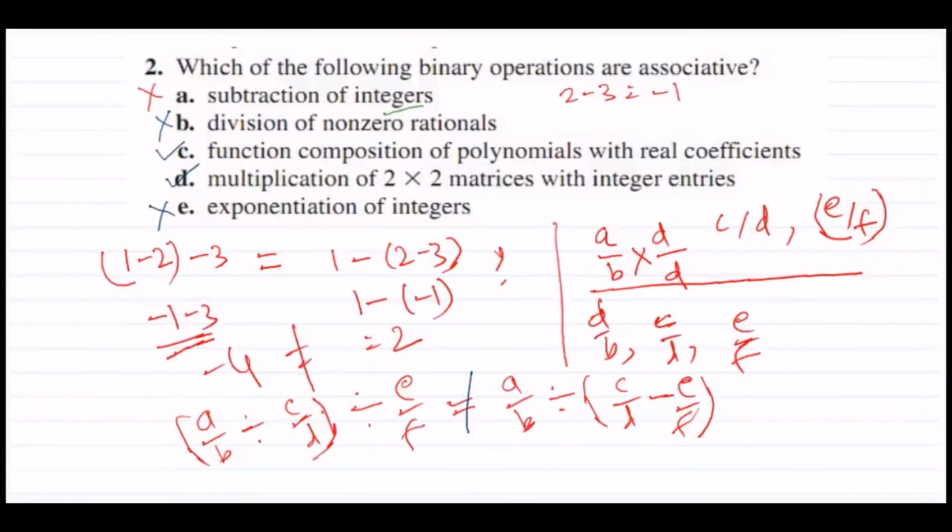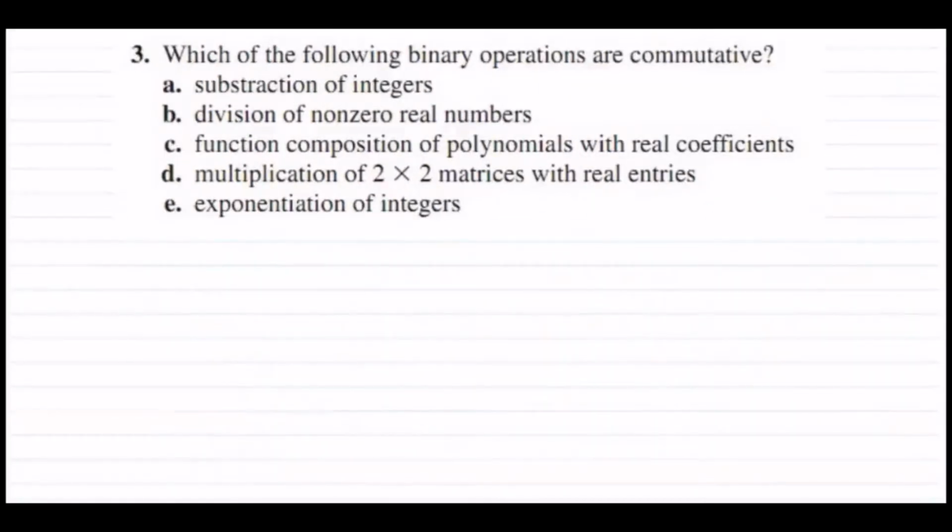So let us see the next question. Question number 3. Which of the following binary operations are commutative? Subtraction of integers. The same example we can take to see whether it is commutative or not. So 2 minus 3 equals negative 1, and this is not equal to 3 minus 2. So this is not commutative.